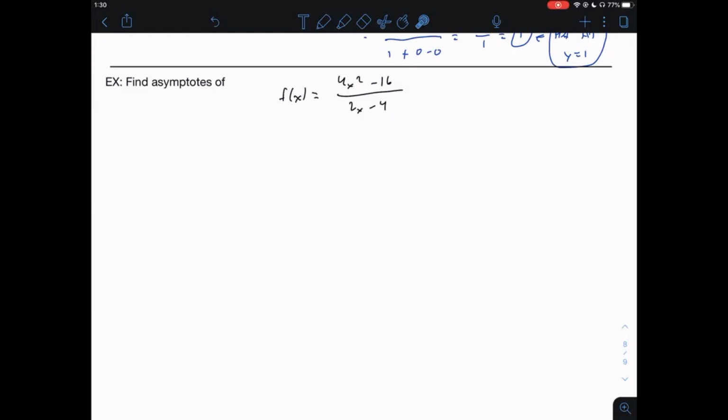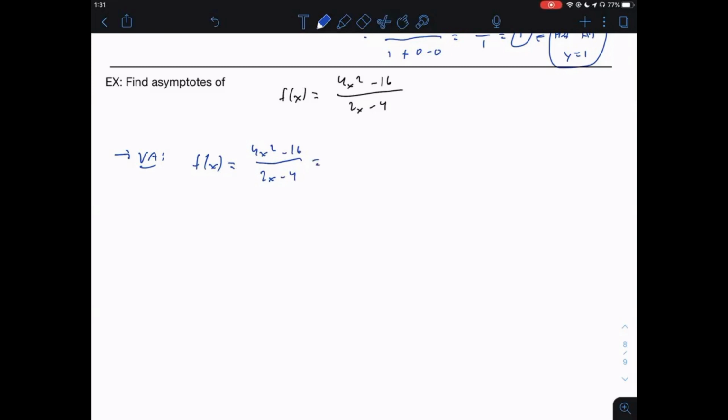All right, so we want to first find the VA. Let's first find the VAs here, the vertical asymptote. And then we'll find the horizontal. All right, so recall for the vertical asymptotes, we want to take this function of 4x squared minus 16 over 2x minus 4, and then we want to see if we can simplify it.